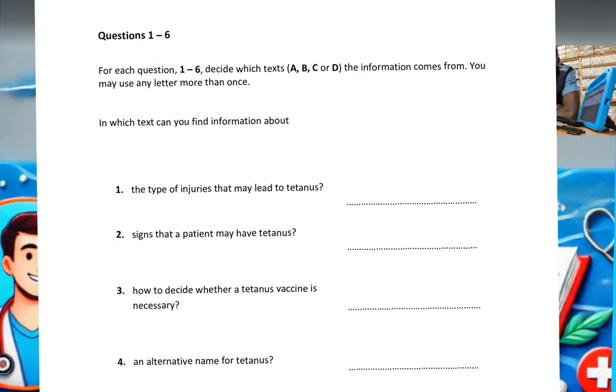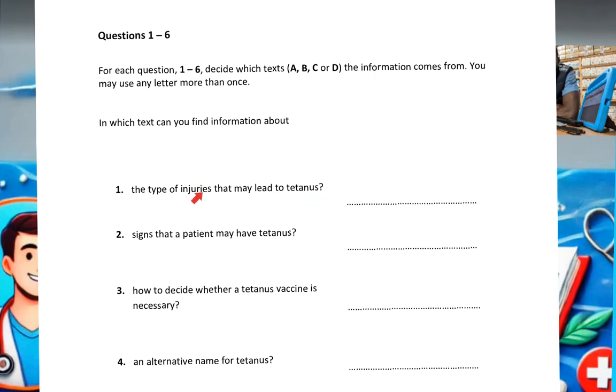All right, now that we know our text, guys, we can begin to solve the questions. We have questions 1 to 6. For each question 1 to 6, decide which text A, B, C, or D the information comes from. You may use any letter more than once. All right, in which text can you find information about question number 1, the type of injuries that may lead to tetanus.